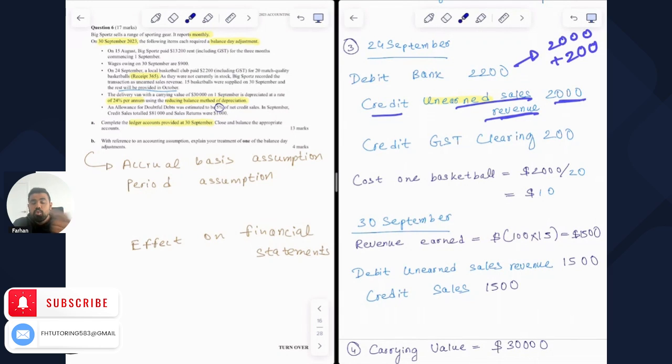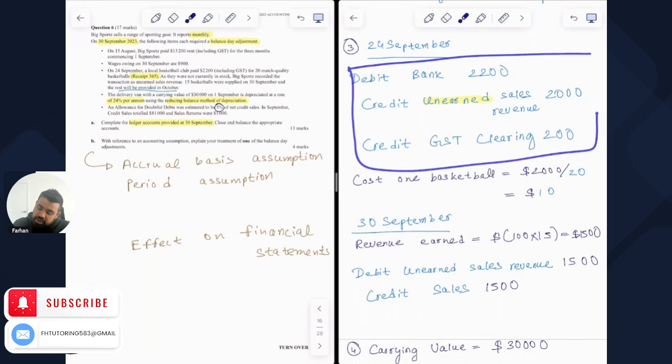So any GST we collect as a business from our customers is what we owe to the ATO. GST clearing account is a liability account by default, which means any increase in GST clearing, any collections of GST, will be shown on the credit side of the GST clearing account because any GST collections increase the liability we have with the ATO. So that is why we're crediting GST clearing by 200.